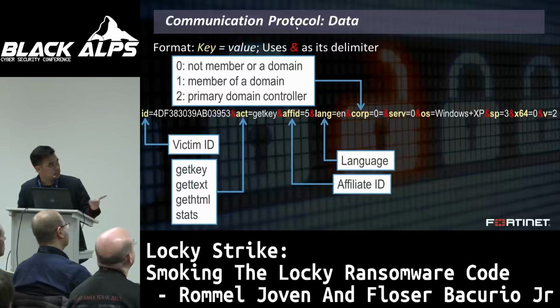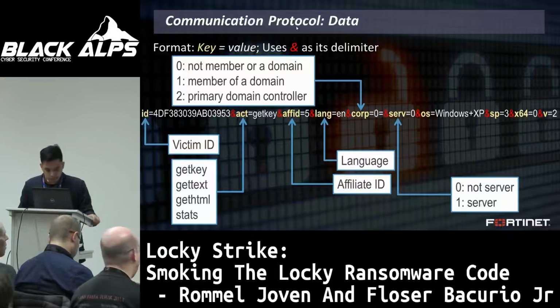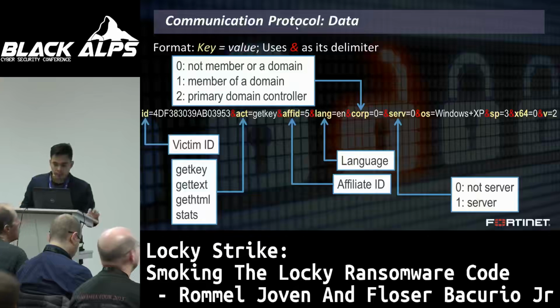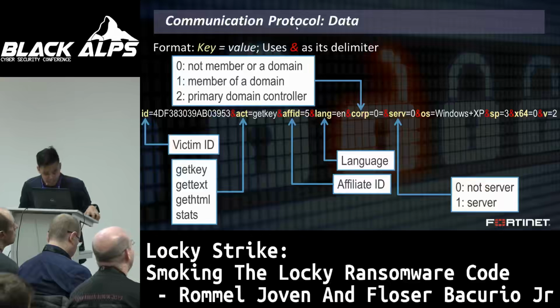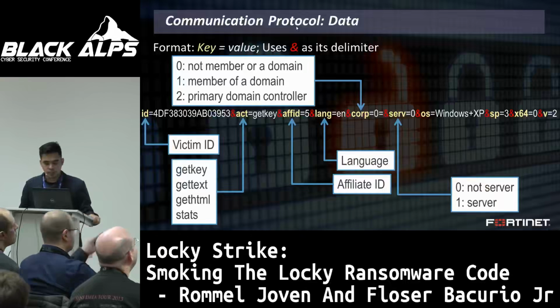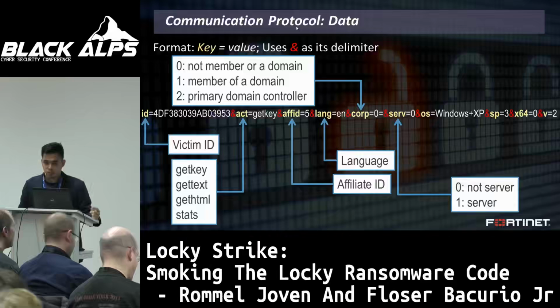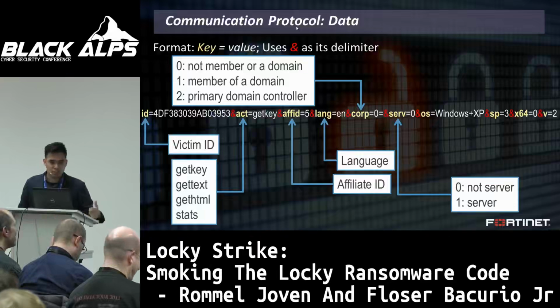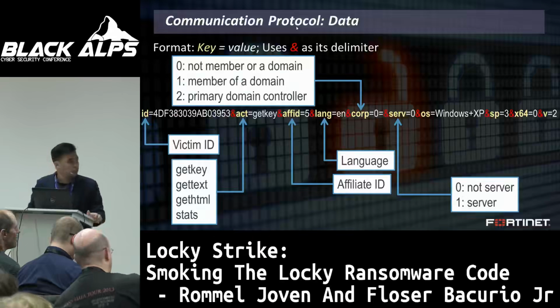So we have this value 0, 1, and 2. Then server, if it's a server or not. As you can see, Locky retrieves this information like the server and corp so it can have an idea of the value of the data that was encrypted in the infected computer. This could determine the number of bitcoins Locky will extort from the victim. So if you see reports like hospitals pay this and schools pay this, it's since Locky gets a lot of information to determine how important the infected computer is.